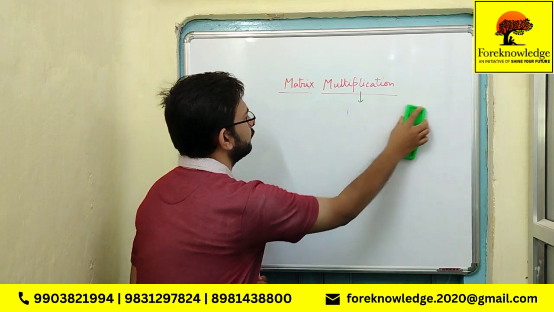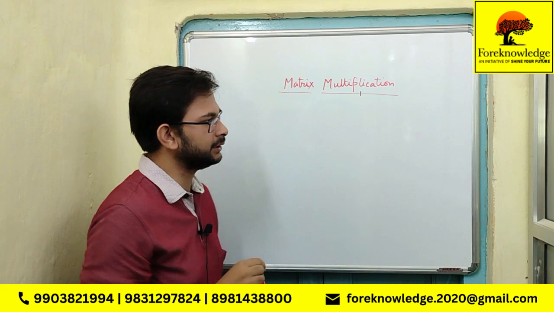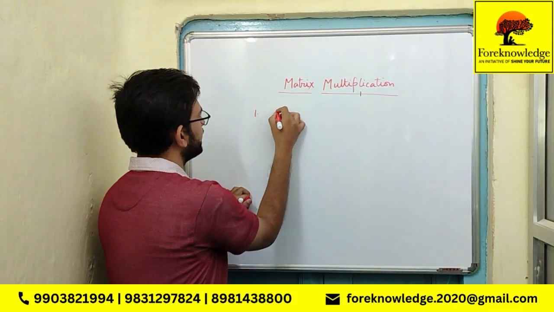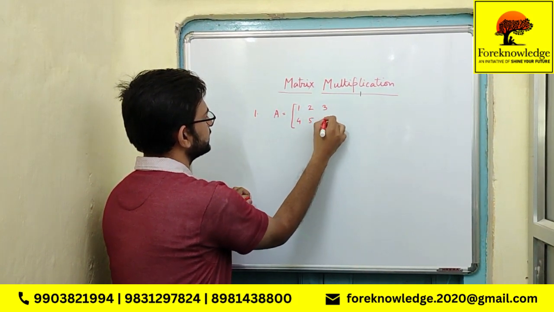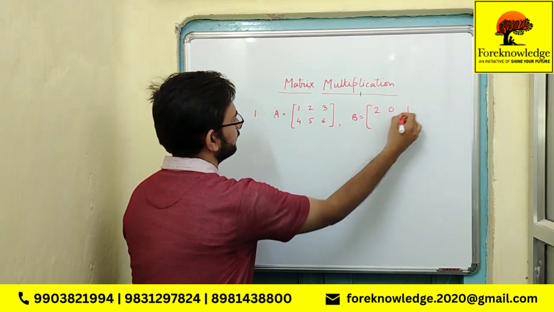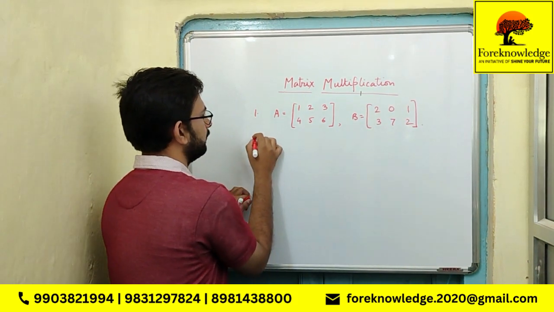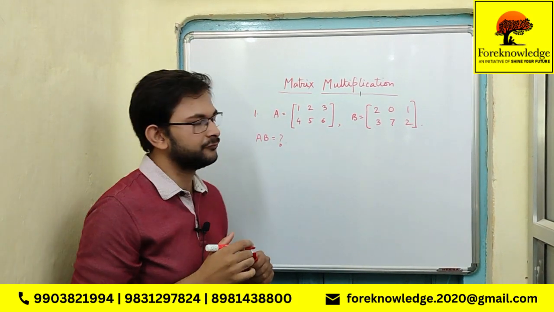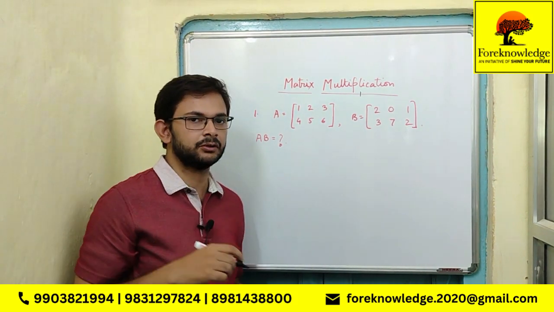First of all, if two matrices are given and you have to perform the multiplication, then you need to verify the condition first. Suppose A is 1, 2, 3, 4, 5, 6 and B is 2, 0, 1, 3, 7, 2. Multiply AB. First you tell me, is it possible or not?